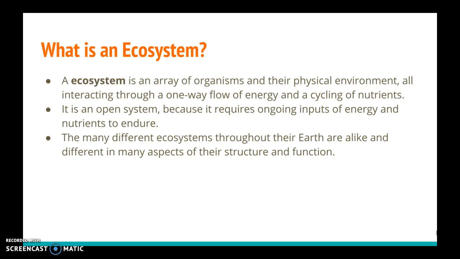In an ecosystem, there is a one-way flow of energy amongst them as well as a continuous cycle of nutrients. An ecosystem is known as an open system due to it always needing the input of energy as well as the input of nutrients to survive. Throughout Earth, many different ecosystems are similar and different due to their specified function and structure.